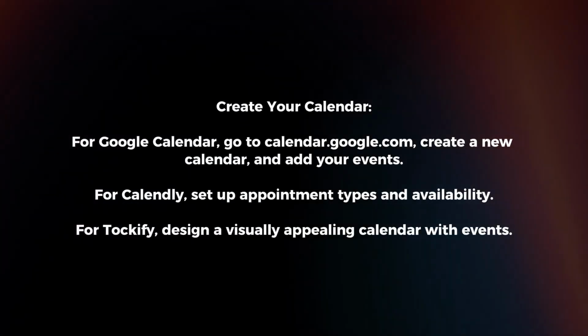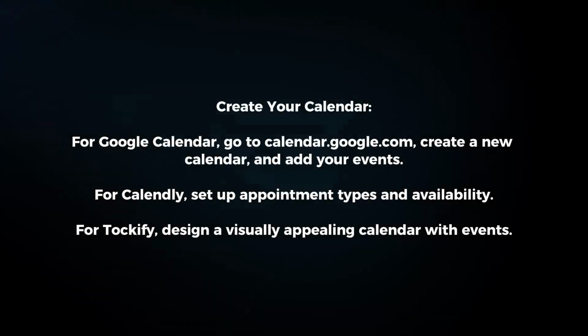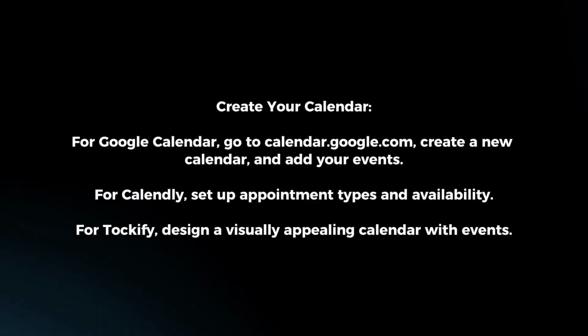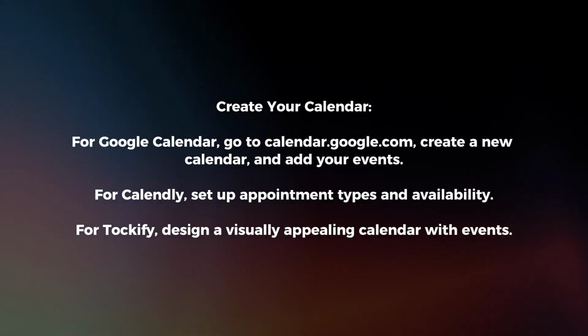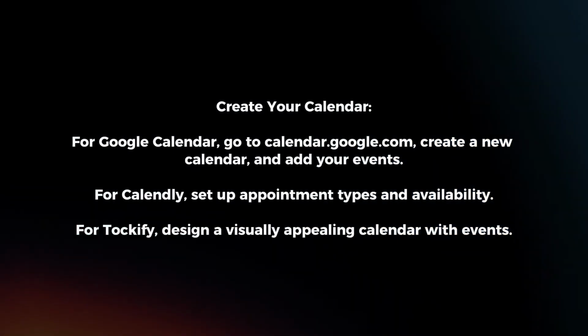Create your calendar. For Google Calendar, go to calendar.google.com, create a new calendar, and add your events. For Calendly, set up appointment types and availability. For Talkify, design a visually appealing calendar with events.